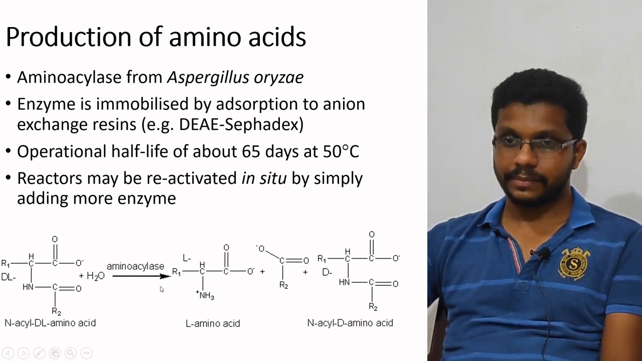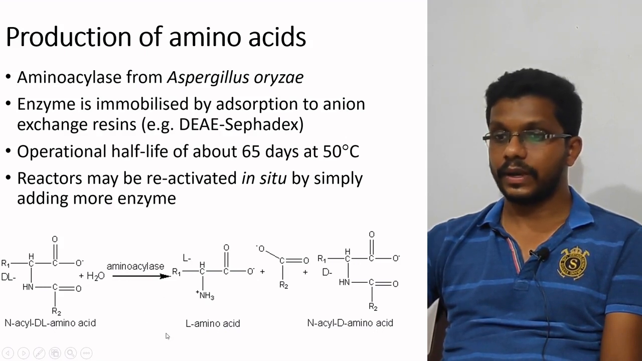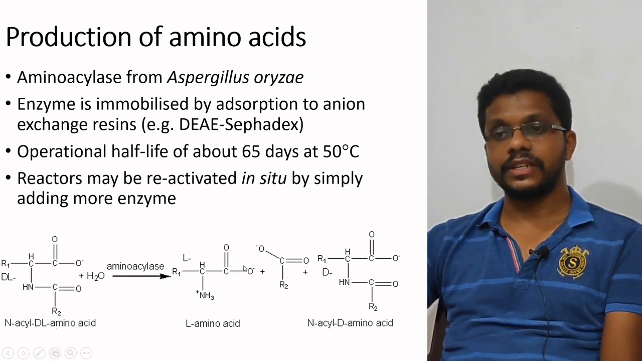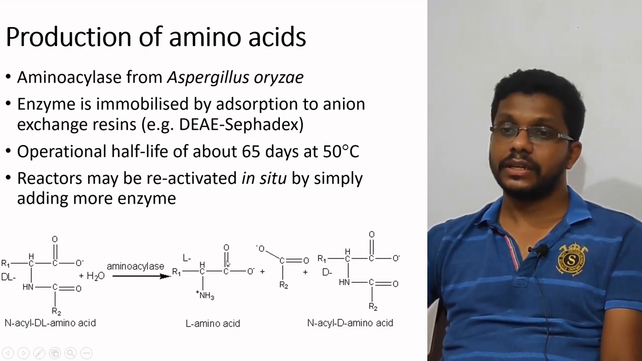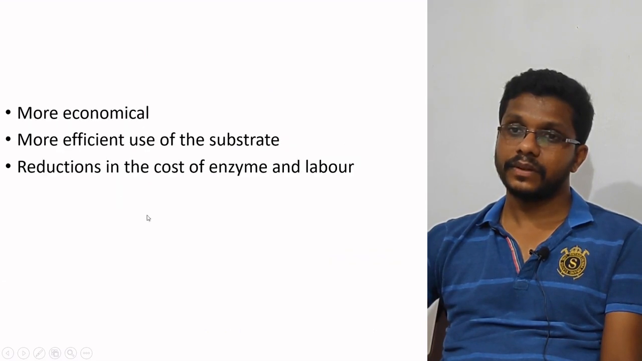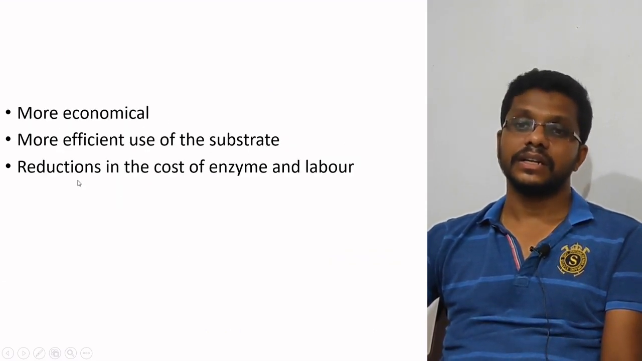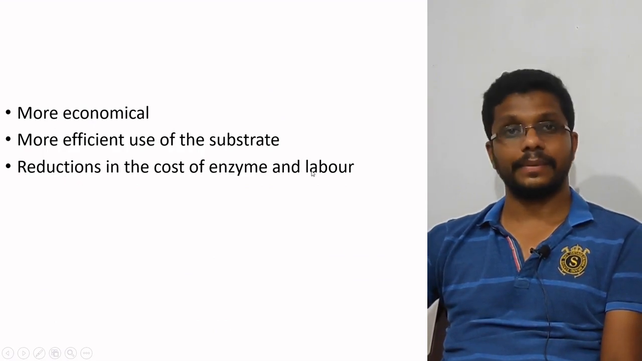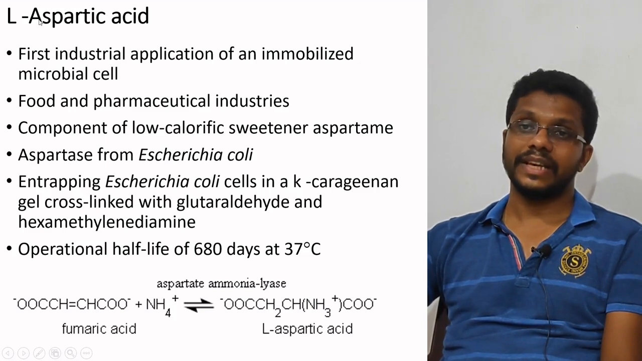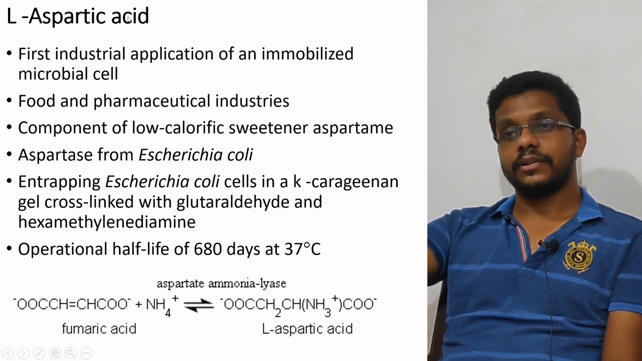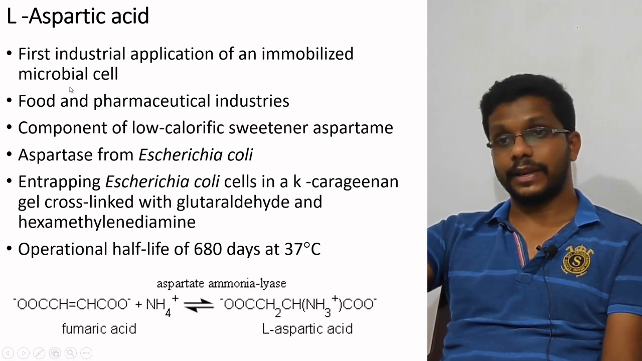This enzyme catalyzes a reaction like this: N-acyl DL amino acid is converted to L amino acid, which can be used in the food industry and pharmaceutical industry. It's a more economical, more efficient substitute, with a reduction in the cost of enzyme and labor because we are using it again and again. Another application is for L-aspartic acid production. L-aspartic acid is the first industrial application of the immobilized microbial cells.